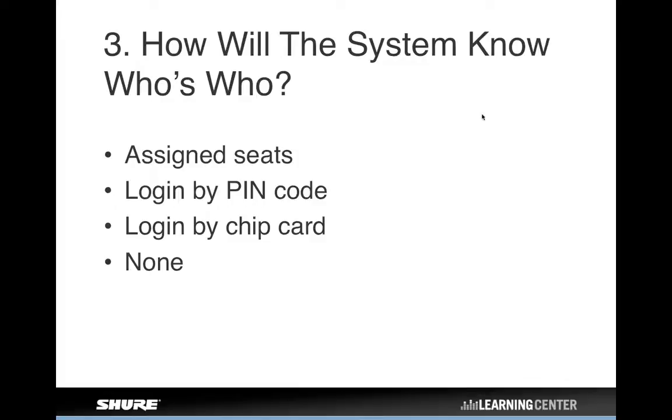In some situations, you might not need this. It might not be important for the system to have any awareness of who's where, and so you can always deactivate this if you don't need it. But in a lot of situations, it can be really important to not only verify attendance and attribute votes, but just to track speech time and that sort of thing. So how the system knows who's who can be an important one.